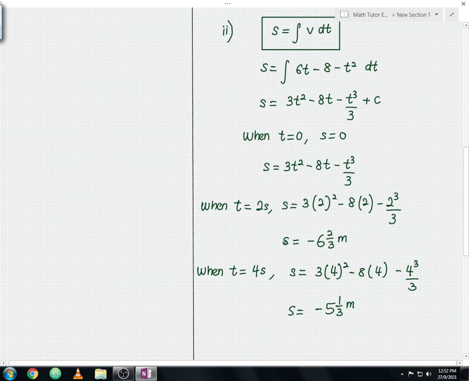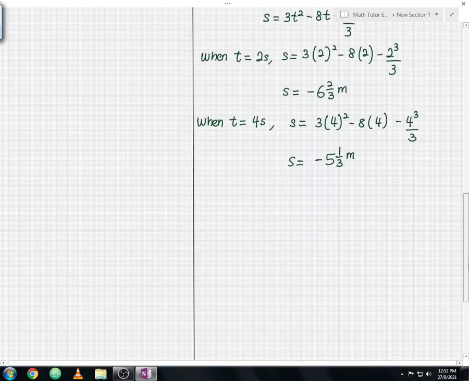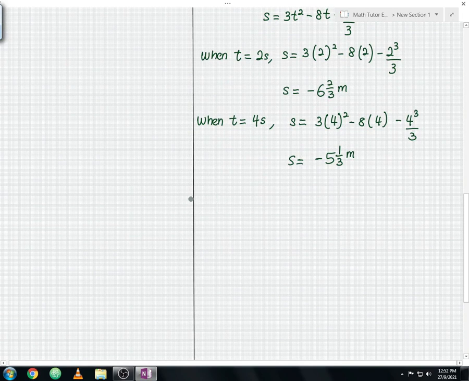Okay, by calculating the displacement when the time is equals to 2 seconds and time is equals to 4 seconds respectively. So once you find these two displacements, our final step is we can proceed to find the distance of AB. Okay, so to calculate the distance of AB, we're going to apply the formula. So from here the formula is modulus of displacement at the 4th second minus the displacement at the 2nd second. Okay, so close modulus.